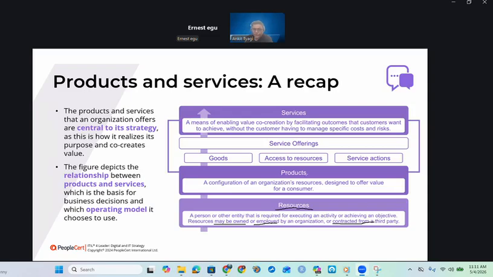For the products, a configuration of the organization's resources. So again, what are the resources? People, the technology, the infrastructure, the cost, any other factor that is contributing, all are considered as resource. So when we combine all these resources together, we develop a product which is designed to offer value for a consumer.